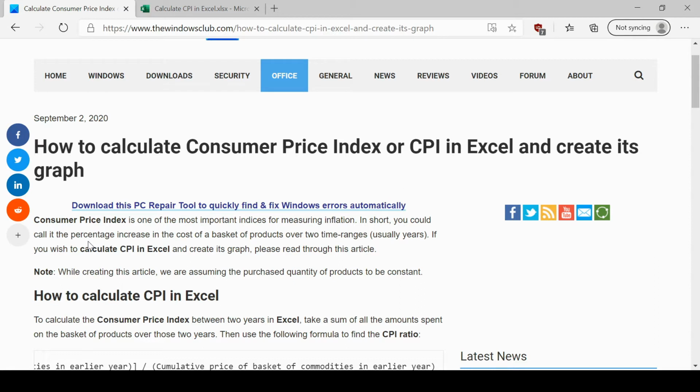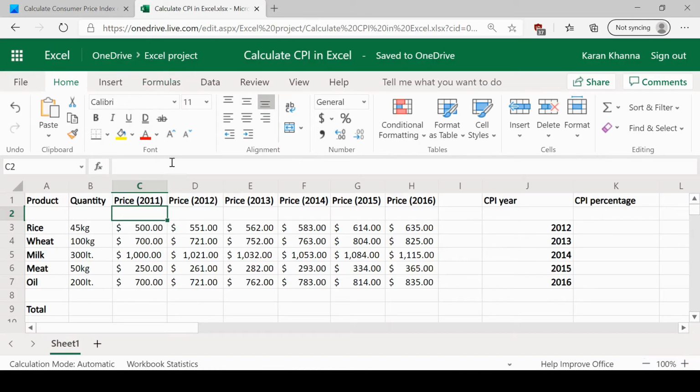We are here with a video on calculating Consumer Price Index or CPI in Microsoft Excel and creating its graph. Consumer Price Index is one of the most important indices for measuring inflation. What is the Consumer Price Index? Let us understand with the help of this Excel data.